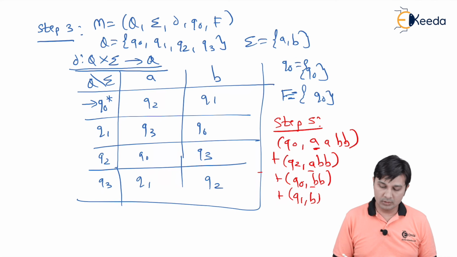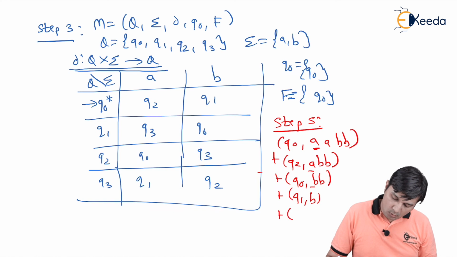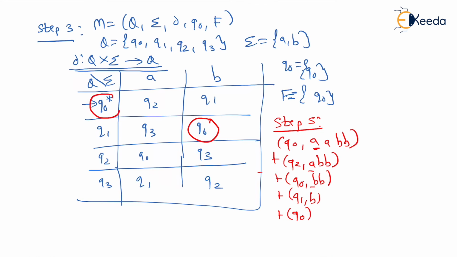Time to throw the output. Lastly, Q1 on receiving a B goes to Q0, and since Q0 is my final state, I'm going to say that this string will be accepted by my deterministic finite automata.